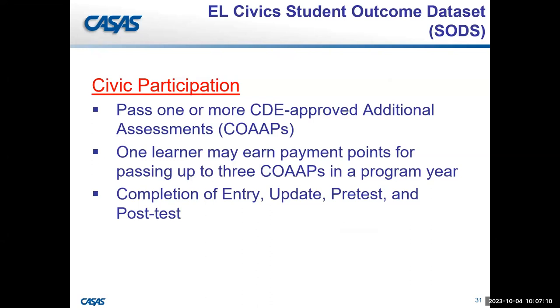Okay, detailing civic participation. Again, civic participation is using additional assessments or COAPS. Don't have time to explain everything about those, but again, those are those 60 different areas. There's a bunch of information about this on our CASAS website. This is where you select which areas to work with your students on locally and get CDE approval for each of those areas. The maximum at the student level for this is 3. In order to get that payment point, you need to achieve what we call a complete outcome data set. That is, you need to complete an entry, update, pre-test and post-test for that student in order to get that EL Civics payment point.